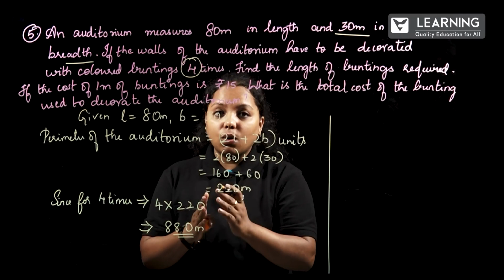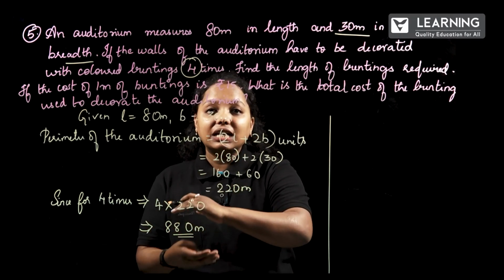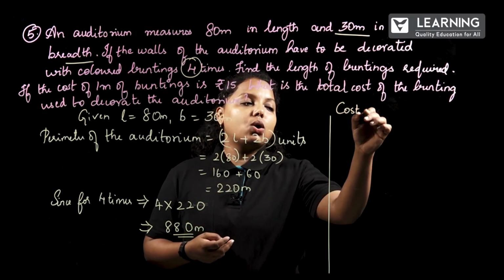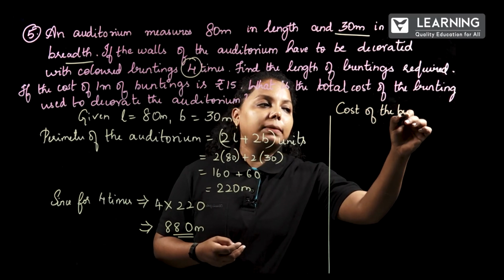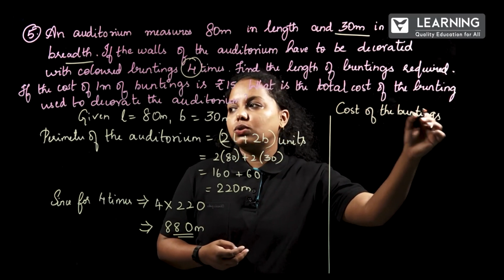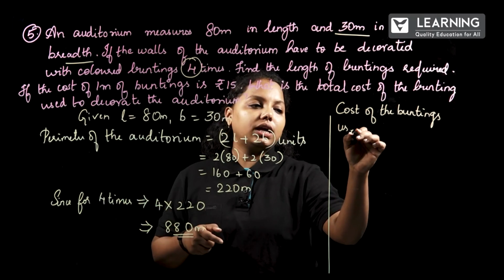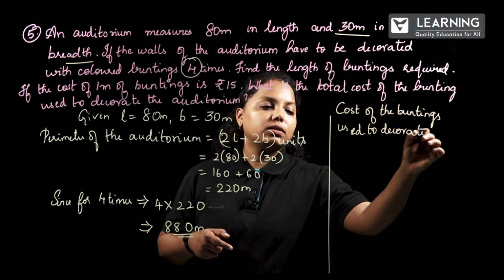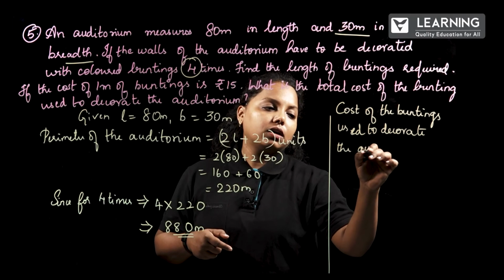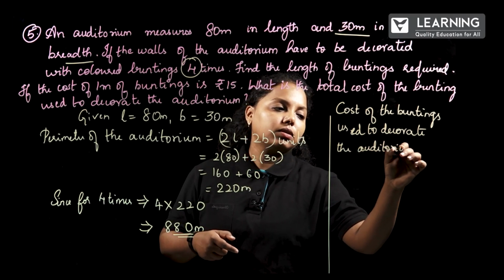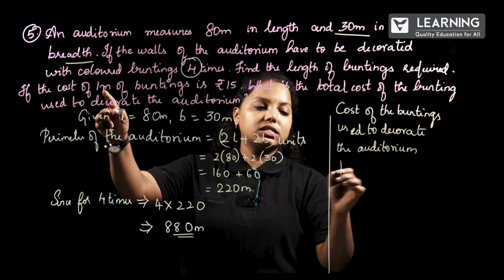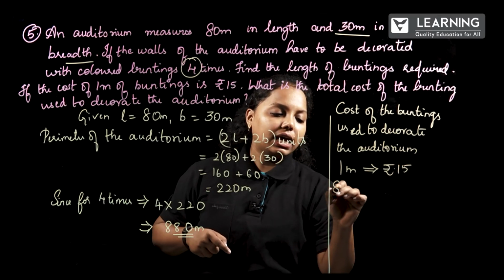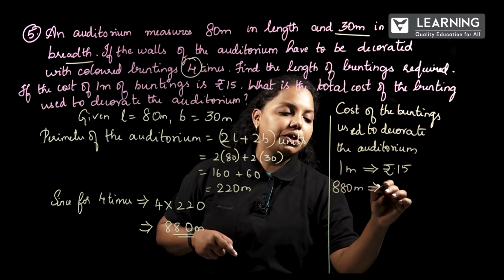My answer is not over, because the question has been given for 1 meter, it is this many rupees. Now, you have to find out for 880 meters what is the entire cost. Cost of the buntings used to decorate the entire auditorium. For 1 meter, how many rupees? It is rupees 15.